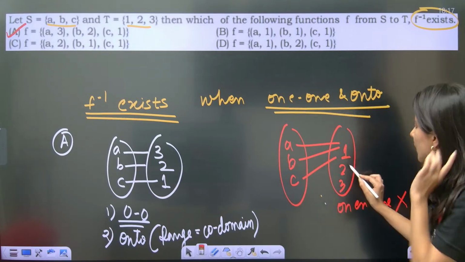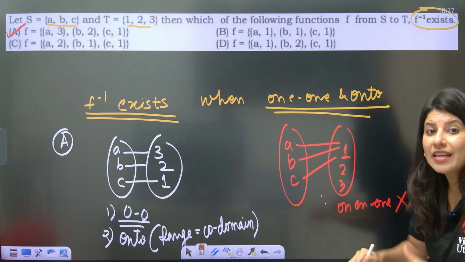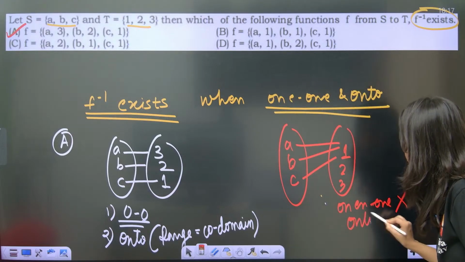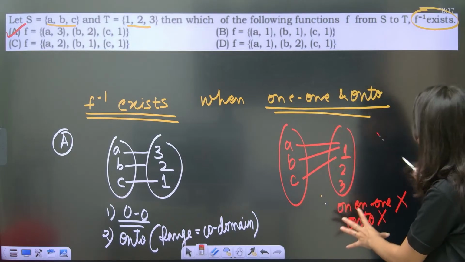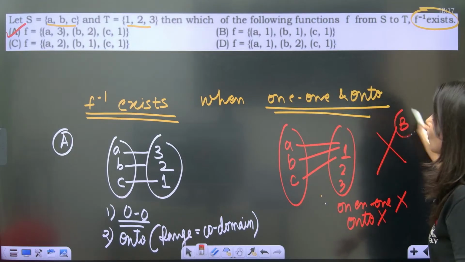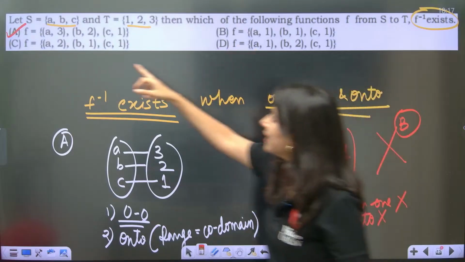Another thing is you can see that 2 and 3 are left out elements. So this is not at all onto as well. So hence this is not invertible. Option B is wrong. Similarly, option C is also wrong.